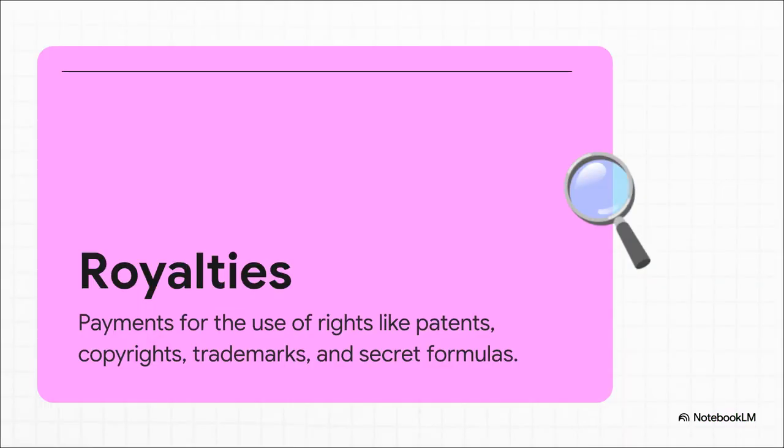First up, let's talk royalties. This basically covers any payments you make for using someone else's intellectual property. Think about it like this. You're licensing a brand's trademark, or you're using a patented industrial process, or maybe you're paying for access to a secret recipe. It's all about paying for the right to use another company's valuable, protected asset.